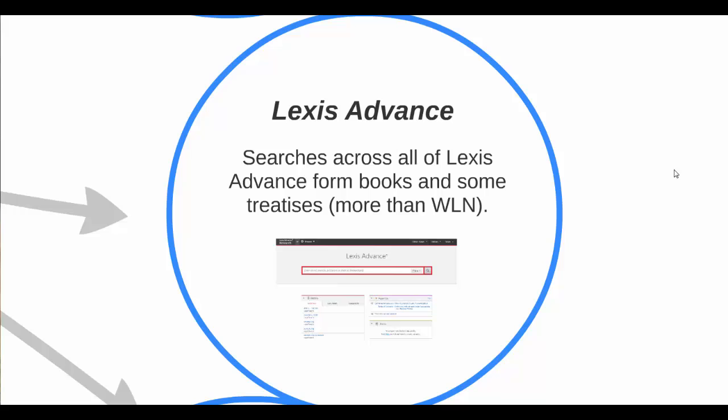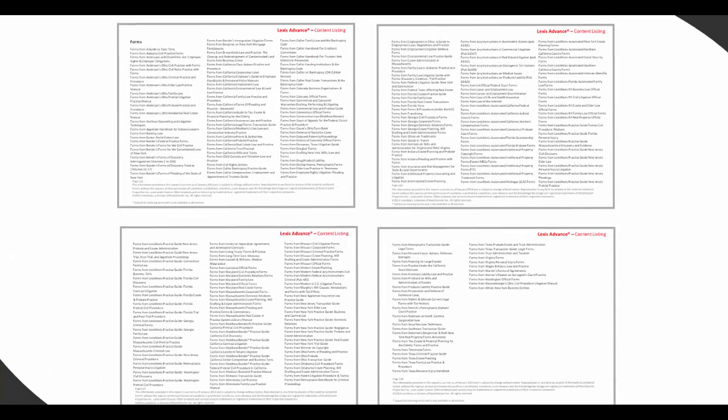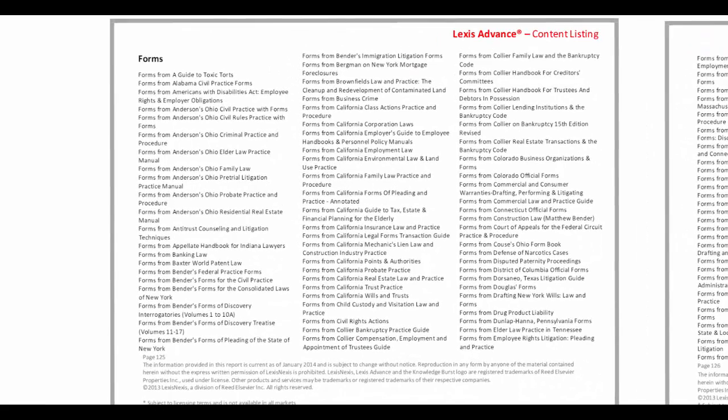Lexis Advance is very similar. However, Lexis includes many more publications. Now, I know you can't read what is on here, but the point is that there are a lot of resources. So we'll zoom in on one so you can get an idea of the kinds of things that are included. And you can see that many are state-specific, so you see we have a lot from California on this page, but many are from subject-specific treatises. So you'll see here from Collier, which is bankruptcy, Guide to Toxic Torts, and some of these state-specific ones are forms from California Real Estate Law and Practice.